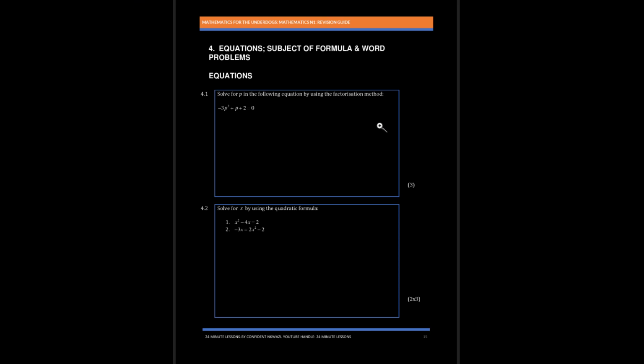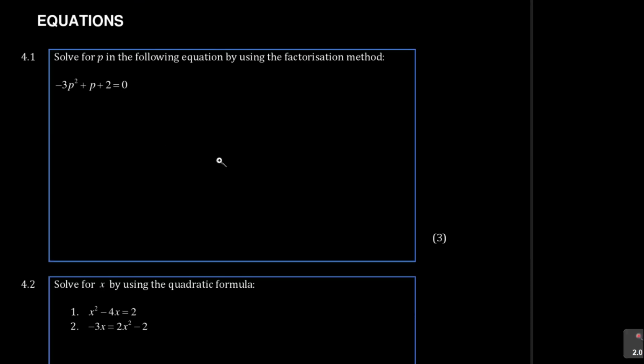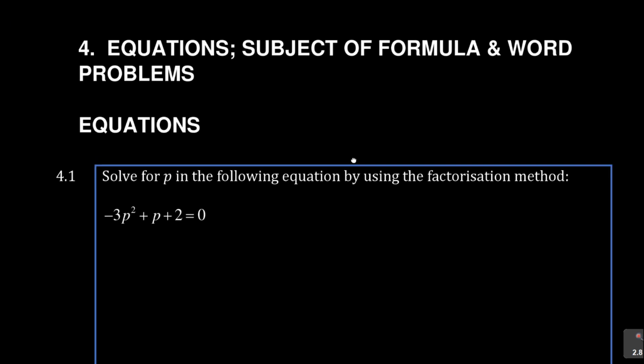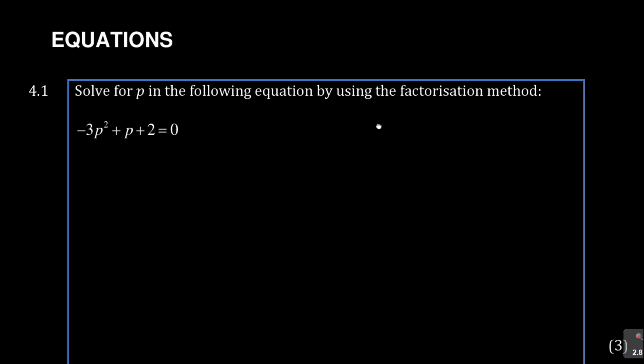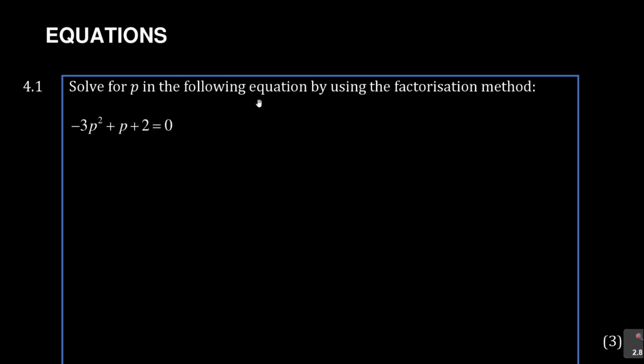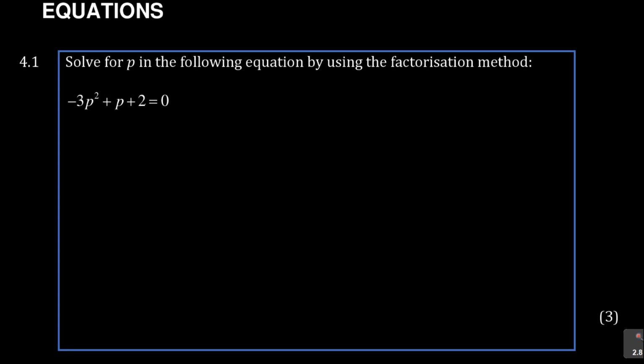Okay, my time allows a little bit. So look at this now. Equations, guys. It says solve for p in the following equation by factorization. I think I told you the importance of this guy. Factorize. If you can't factorize, then you're also going to be in trouble here. So how do you solve this?